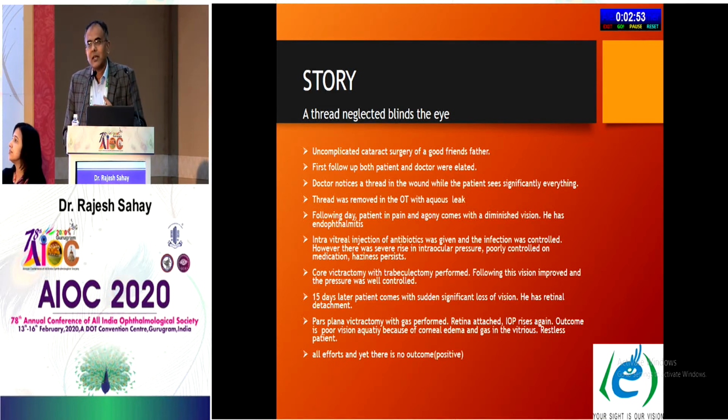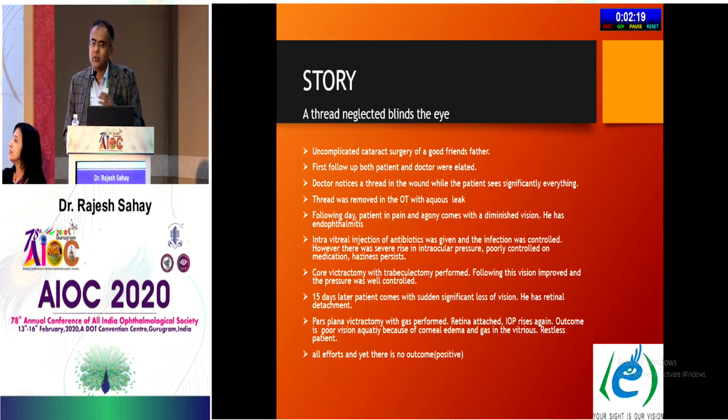So everybody was jittery. We took the patient immediately to the OT, gave intravitreal injections, and he improved in two days' time. The redness, inflammation, lid edema, and the hypopyon, everything went away. But his intraocular pressure rose very high, which we were not able to control with all the medications. He had severe corneal edema, so visual restoration wasn't there. There was also significant residual vitreous haze. Despite medication, pressure was not coming down.